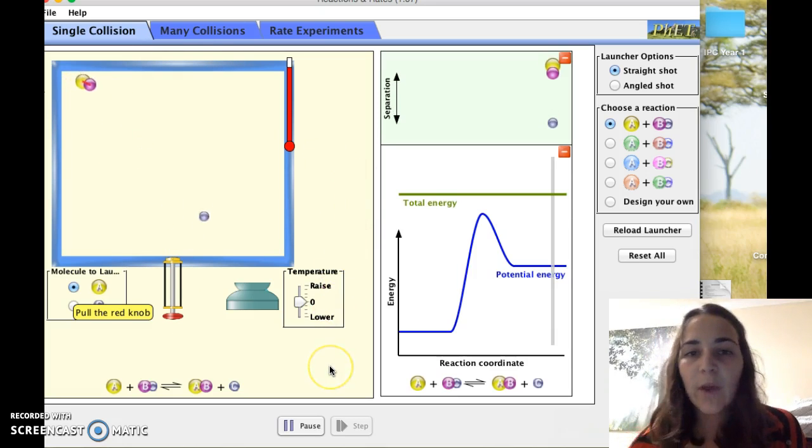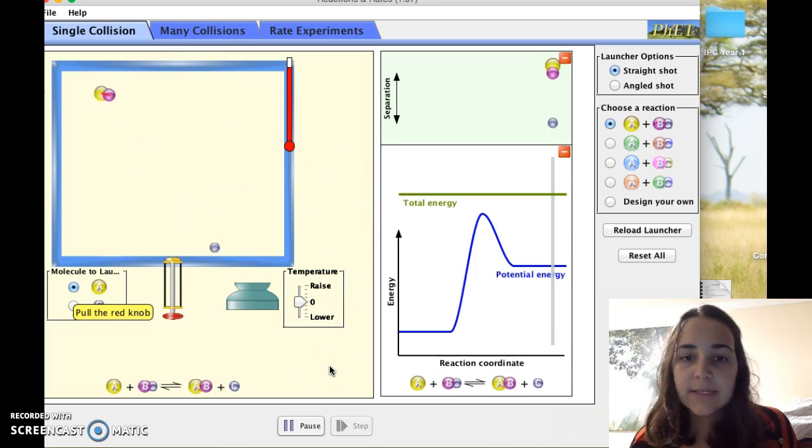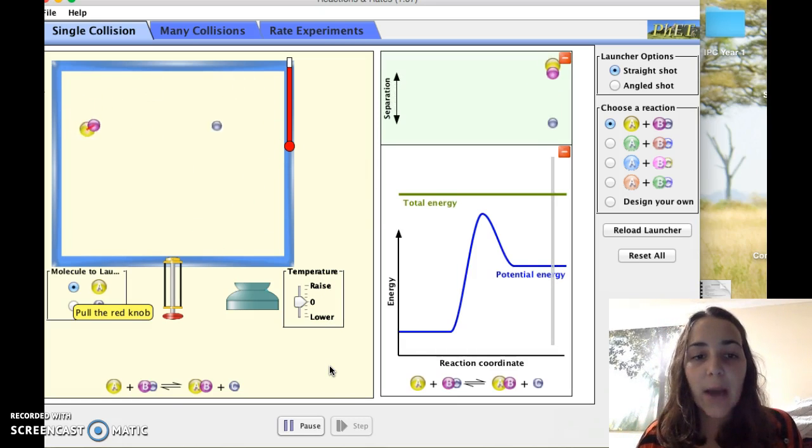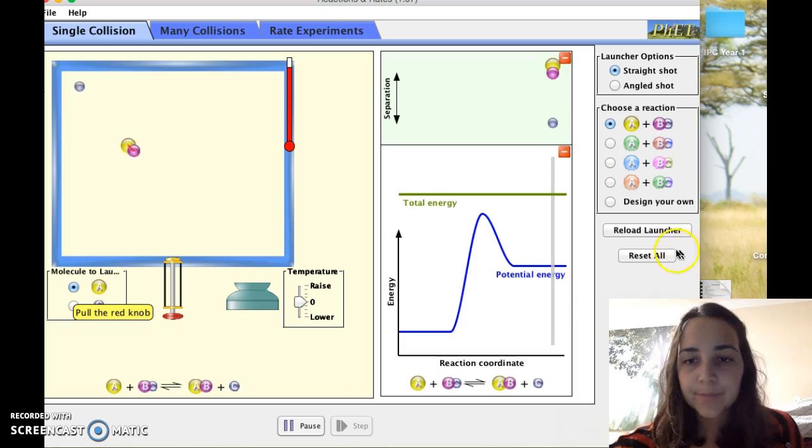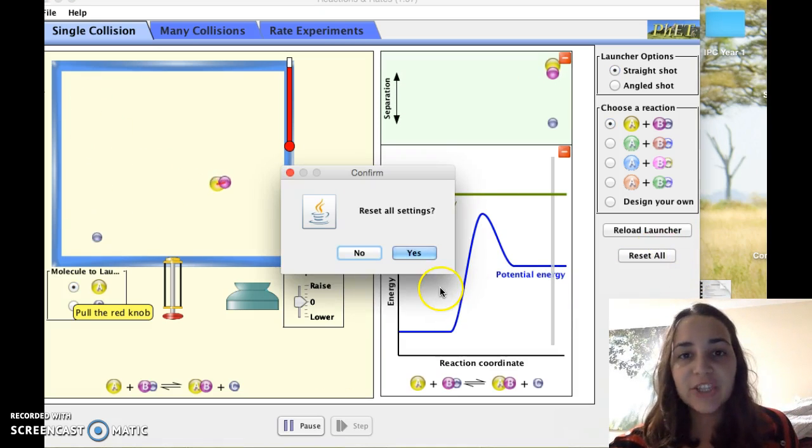So take notes about what you see happening. Did this reaction take place? Did my reactants become my products? Pause while you finish taking those observation notes.